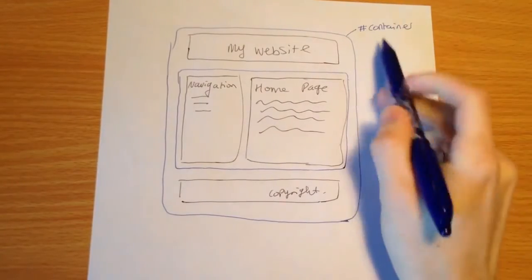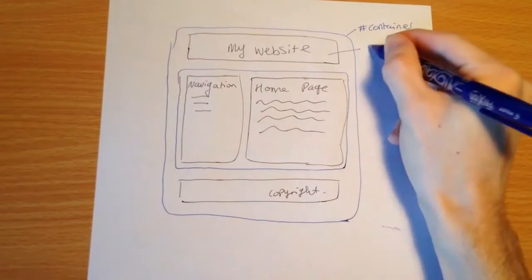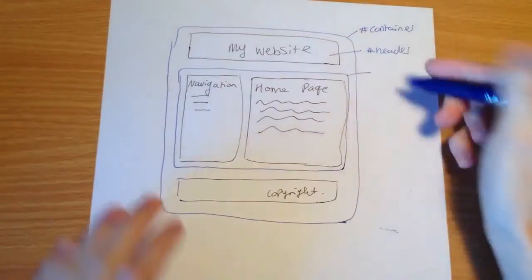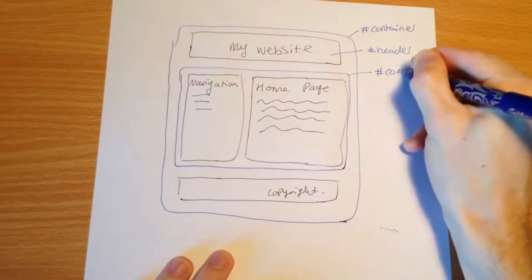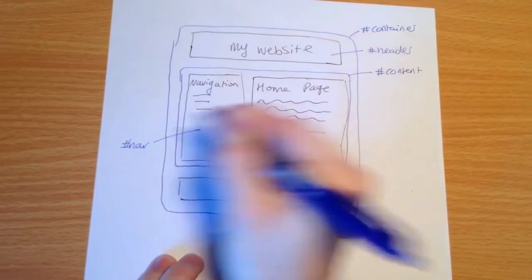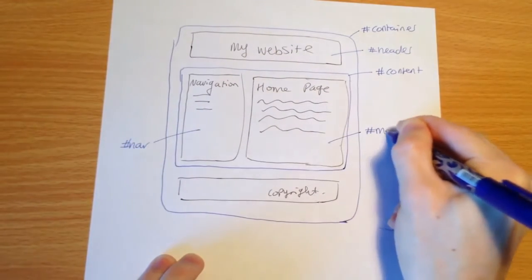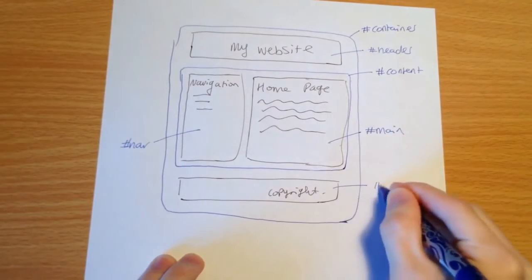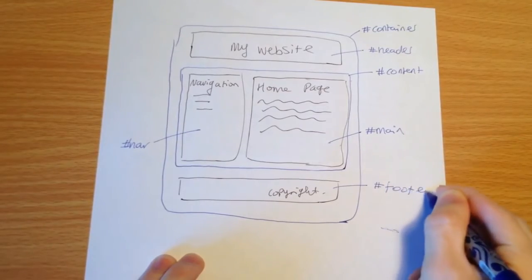We're going to give it the ID container, the hash means it's the ID. Then we've got hash header. This middle container I'm going to call content, and inside of content we've got hash nav for navigation and hash main for the main section, and then hash footer at the bottom.